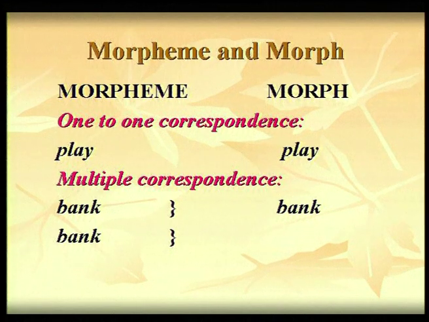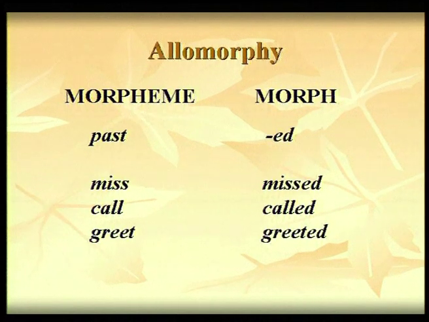The word bank with different meanings, that is, as in the place where we deposit money and as the bank which is near the river, are two different words in the language, but both have the same realization in the form of one morph. Let us move now to another concept called allomorphy.